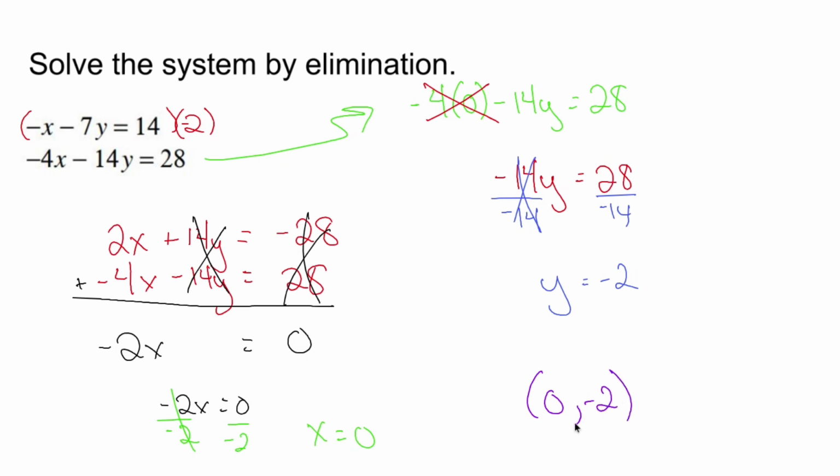Now what this means is if I were to label you x and label you y, and plug 0 in for x here and plug -2 in for y here, it would all end up being 14. Same thing, if I were to plug that into the bottom equation, it would all end up being 28. So this acts as a solution to both of those equations. And I'm done.